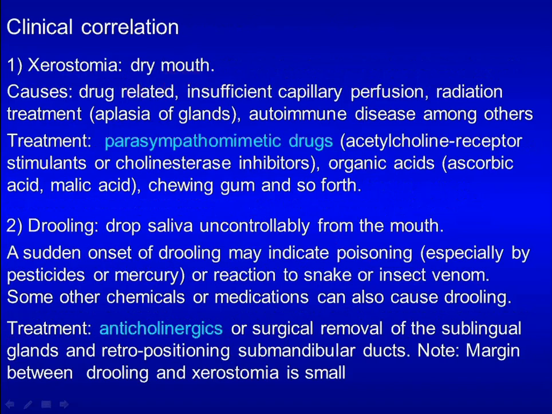It can be caused by use of illegal drugs, insufficient capillary perfusion, radiation-induced damage on the gland, or autoimmune disease, among others. Treatment includes the use of parasympathetic mimetics, organic acids, and chewing gums.